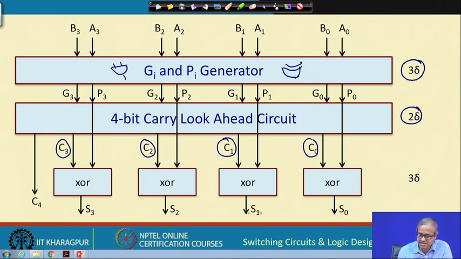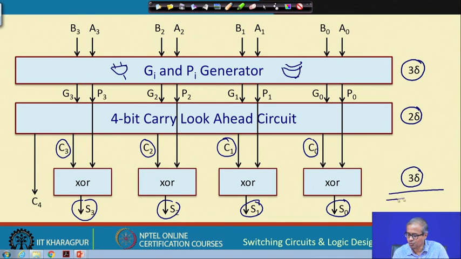Now, for generating the sum we do not need any full adder anymore, because as we saw from the expression, these S's are nothing but the propagate function XOR the carries. If you take P0 XOR C0, P1 XOR C1, P2 XOR C2 like this, you can directly generate the sum, and for XOR you need another 3 delta. So, you see the total delay is 8 delta, which is independent of the number of bits.